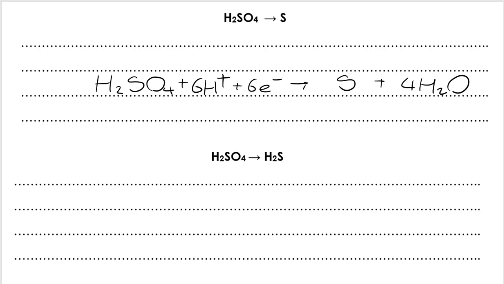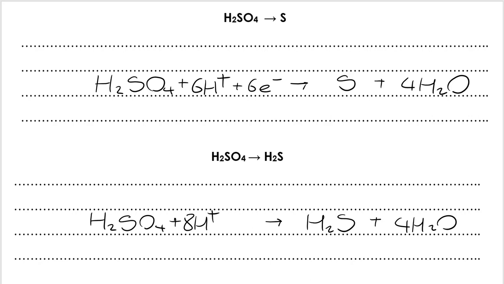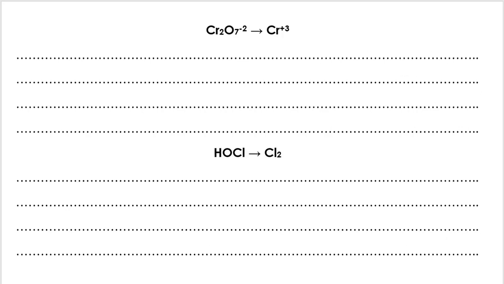And sulfuric acid again going to H2S. So on this one, my sulfur is already balanced. I need to balance my oxygens by adding 4 H2O. I then need to balance my hydrogens by adding 8 H+. And finally, I balance the charge by adding 8 e-. 2 more examples for you to try here.